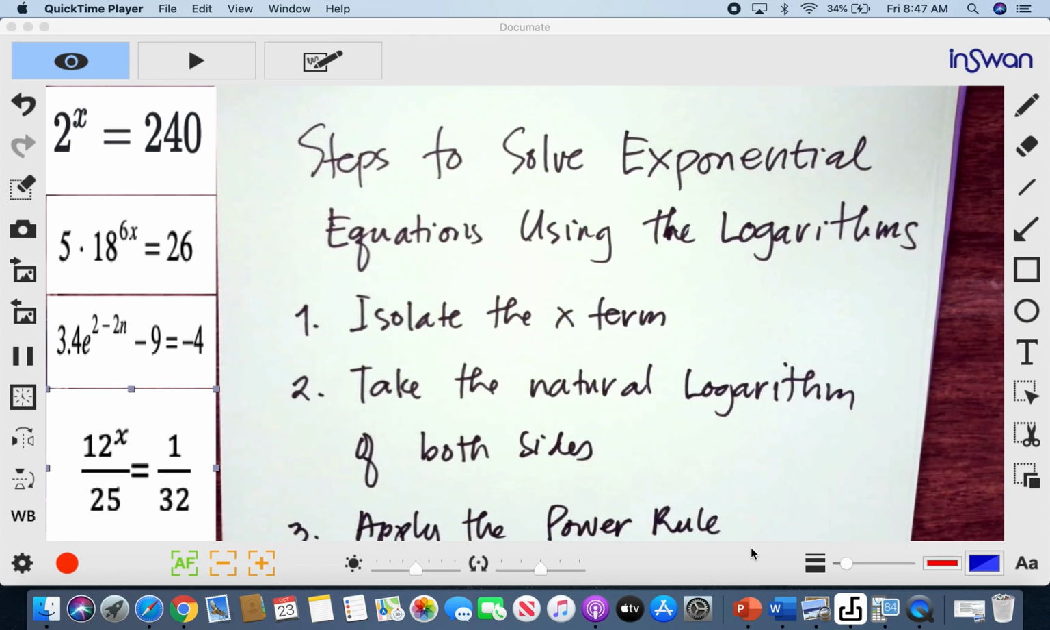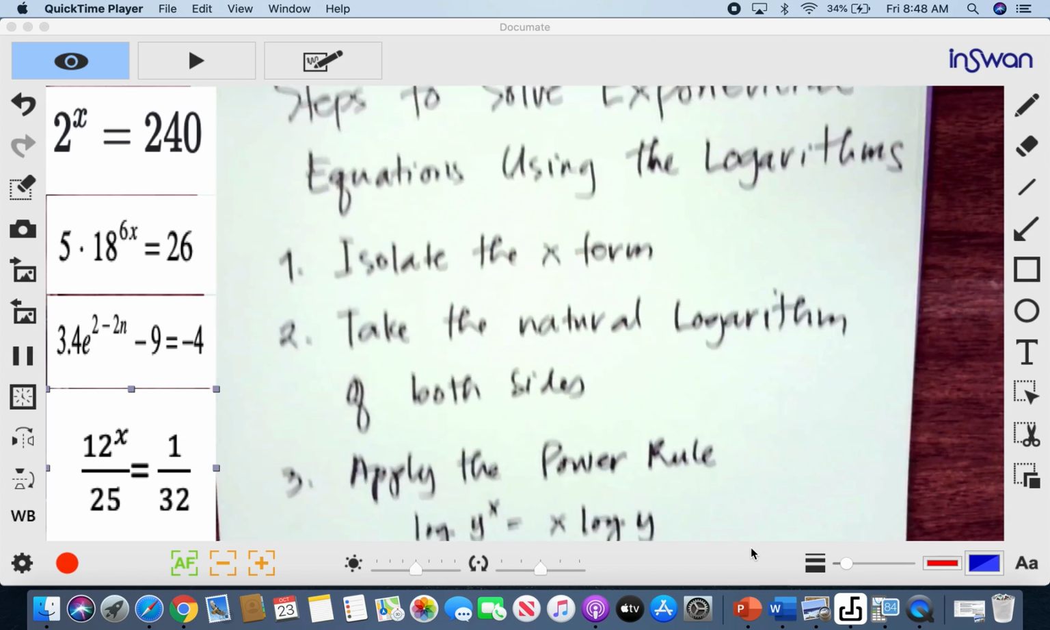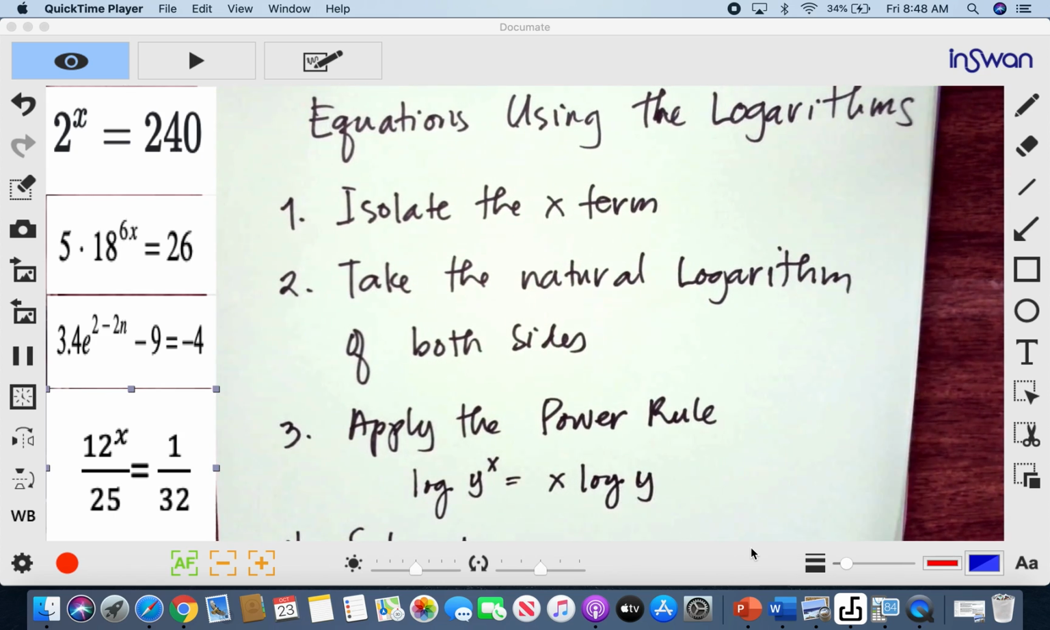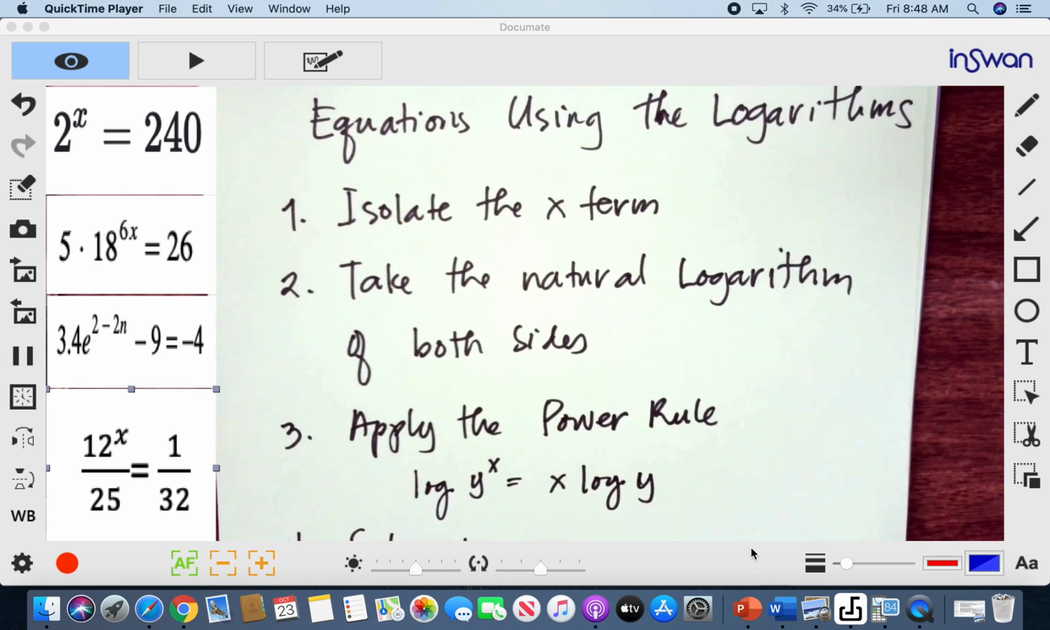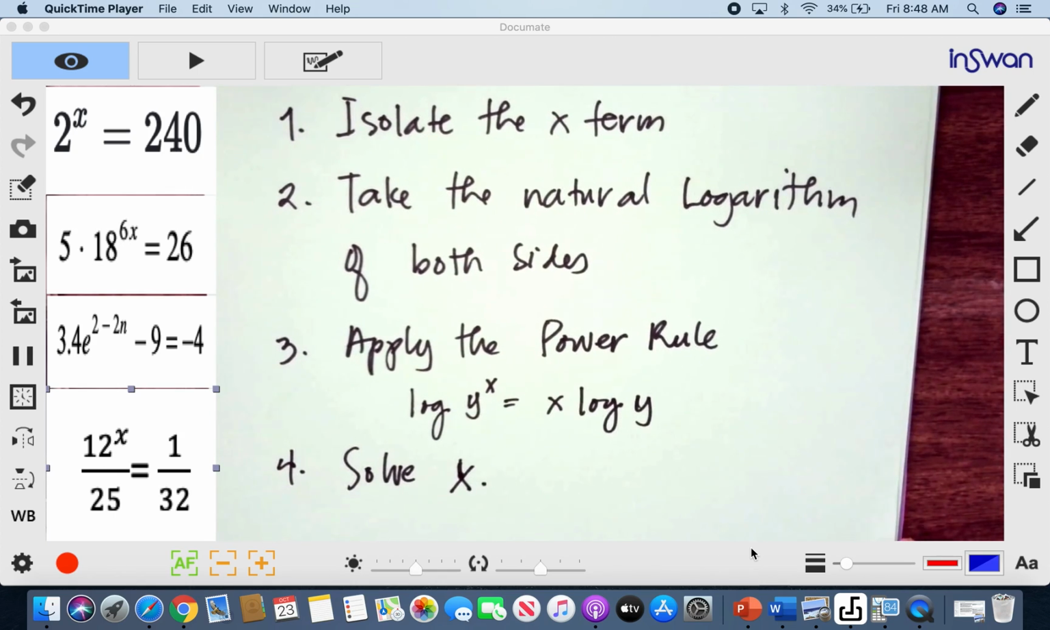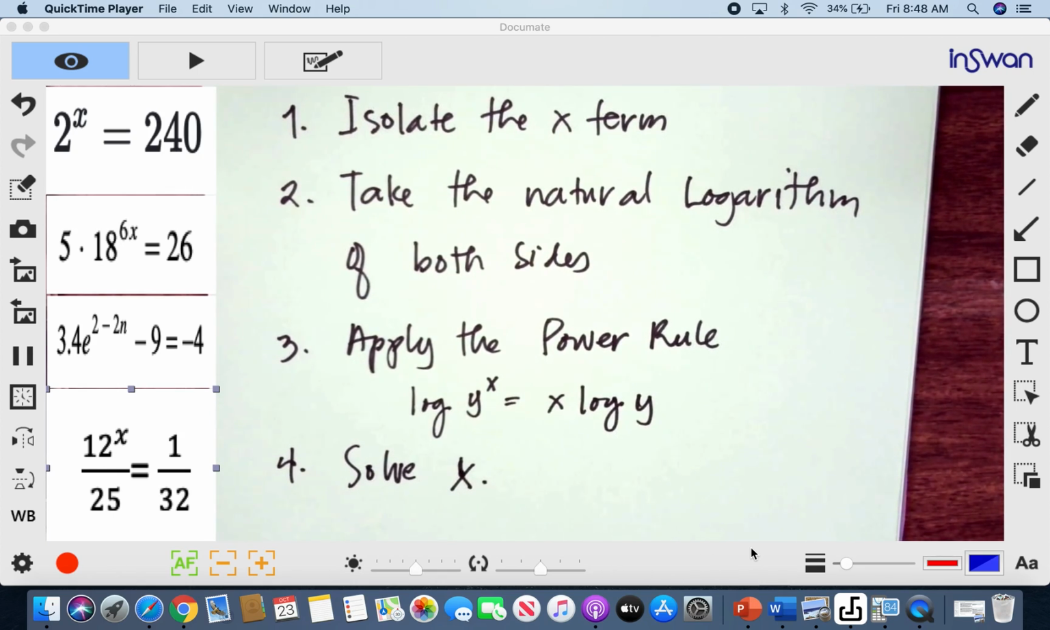In solving exponential equations using logarithms, we do this because it's not possible for both sides of the equation to derive the same base, like what you see on the screen. So the first thing to do is to isolate the x term or n term, whatever variable is in your equation. And then after that, you take the natural logarithm of both sides. I'm using natural logarithm, but you can also use common logarithm.